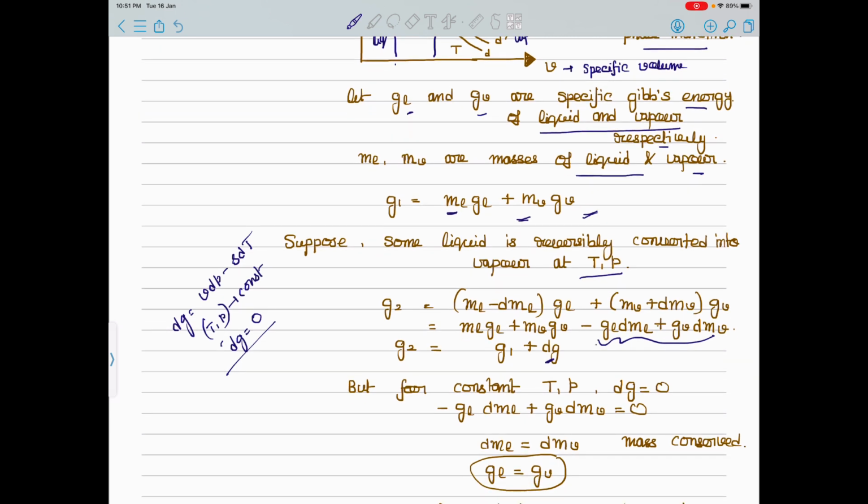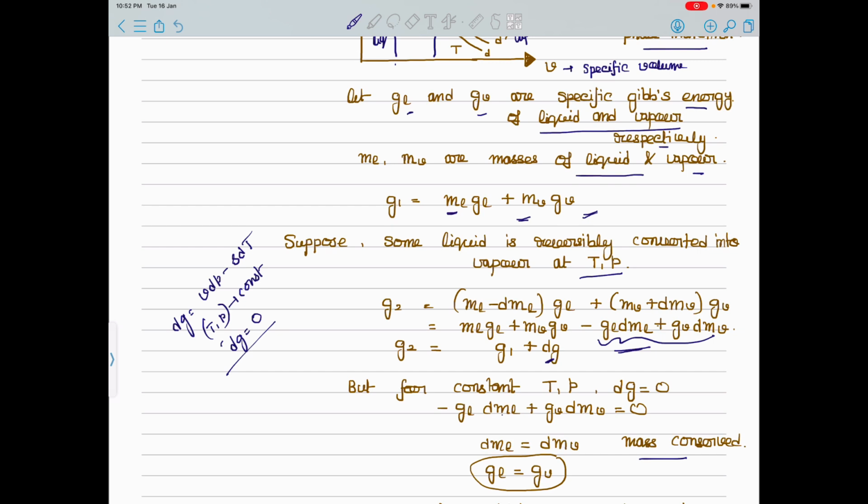That means this particular portion has to be equal to 0. So dML is equal to dMV. Why? Because of mass conservation. The amount of liquid which is converted into vapor, the same amount which is lost from the liquid should be added into the vapor. So dML should be equal to dMV. The amount of mass lost from the liquid should be equal to the amount of mass gained by the vapor.